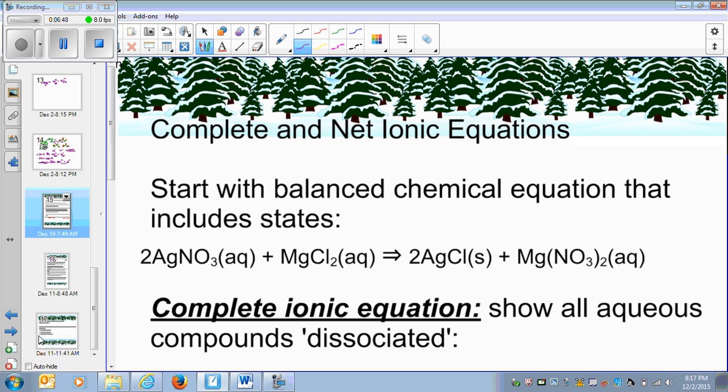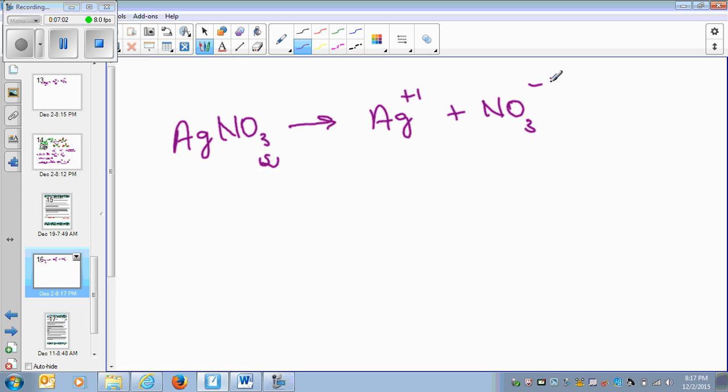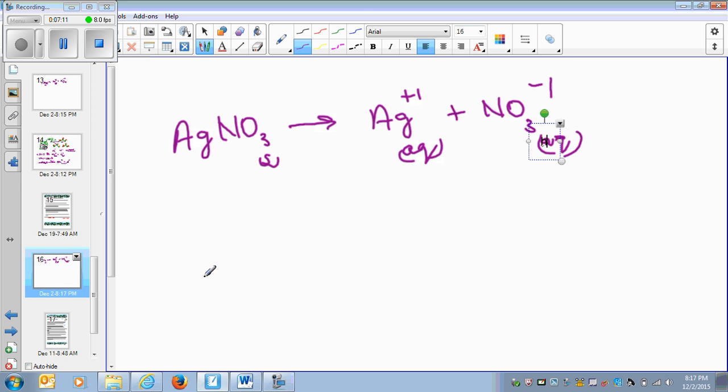I have silver nitrate. If I take silver nitrate as a solid, it will split into silver plus 1 and nitrate minus 1. So this will be AQ. Whenever something is in ionic state, that means it is dissolved in water, so it's AQ.